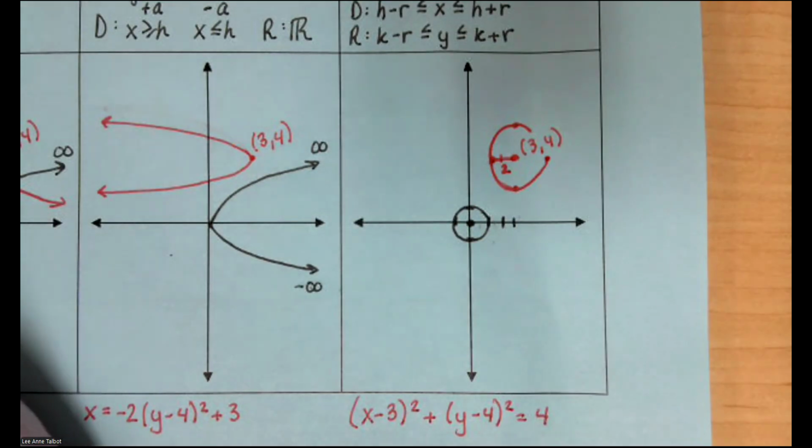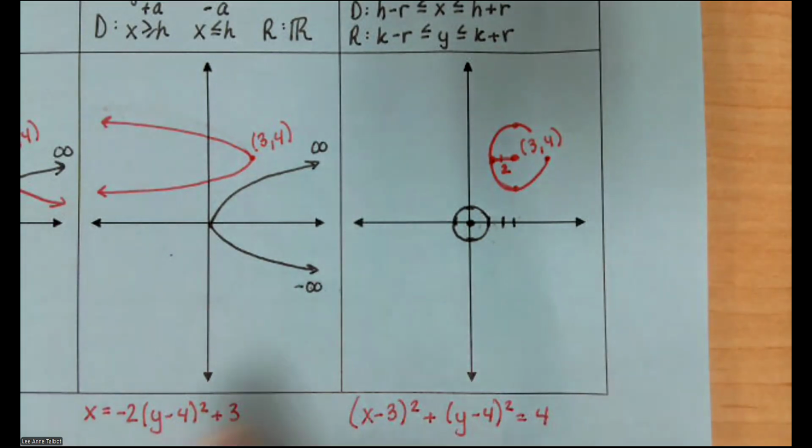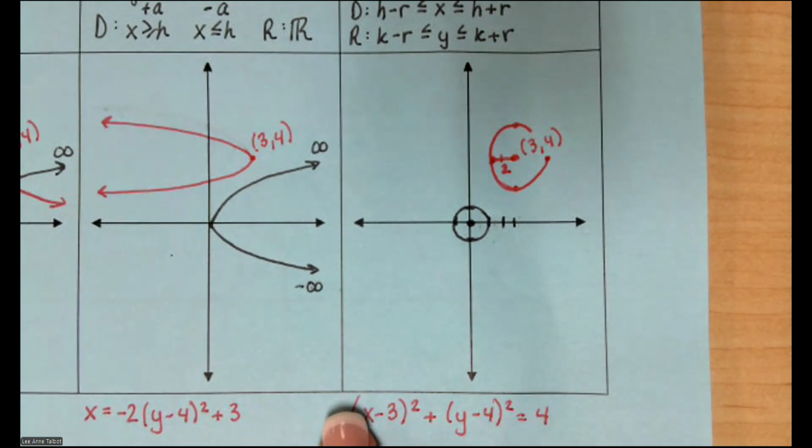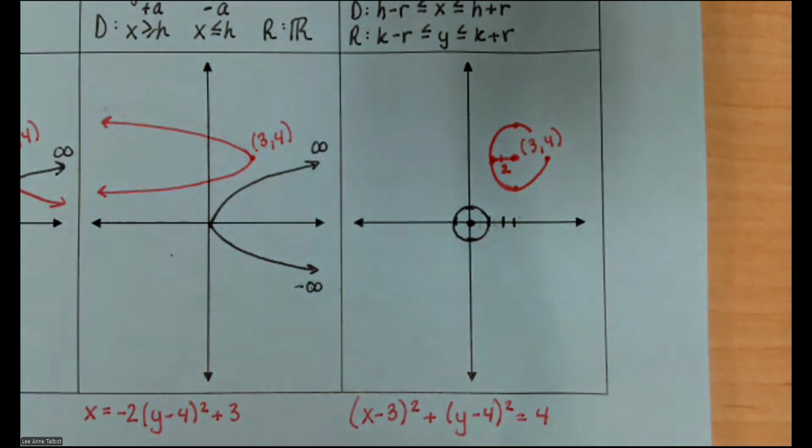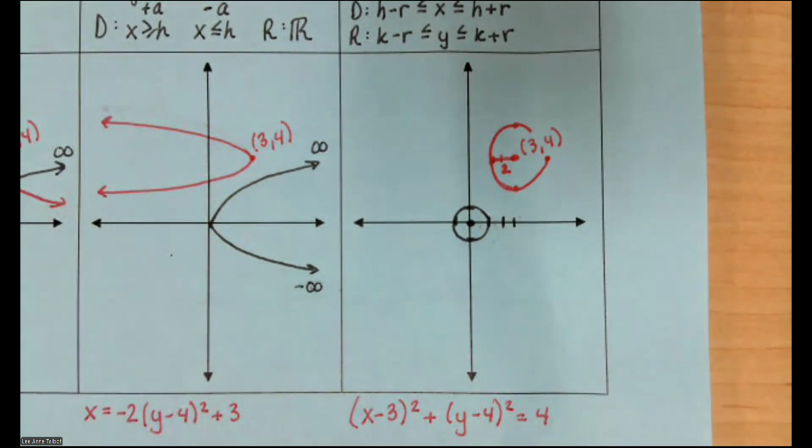Okay, so remember, center is 3, 4, and the radius is 2, but in the formula, it's r squared, so 2 squared is 4. Okay, now after you get this situated, head back to the notebook for number 92.